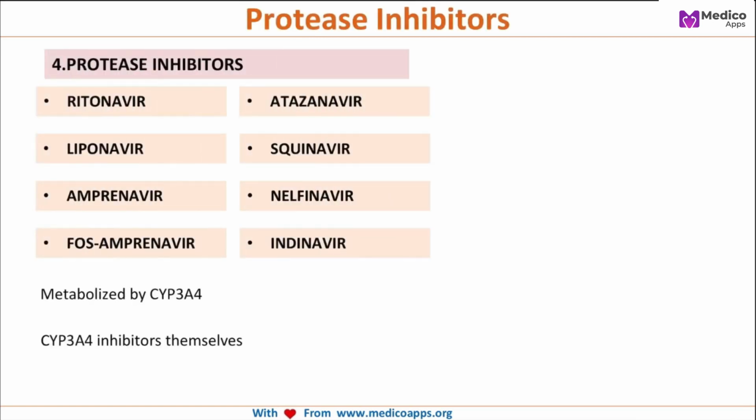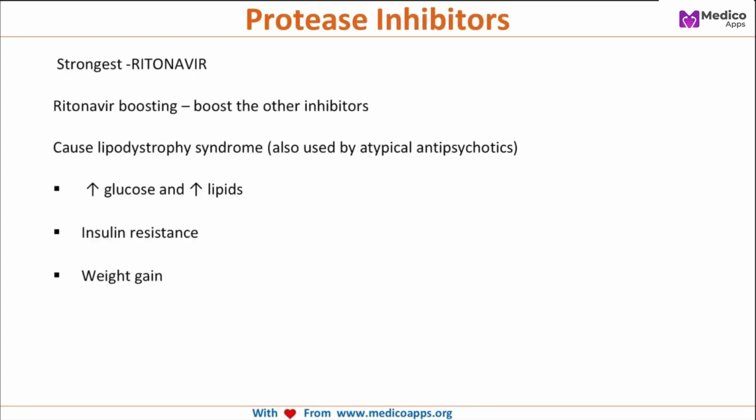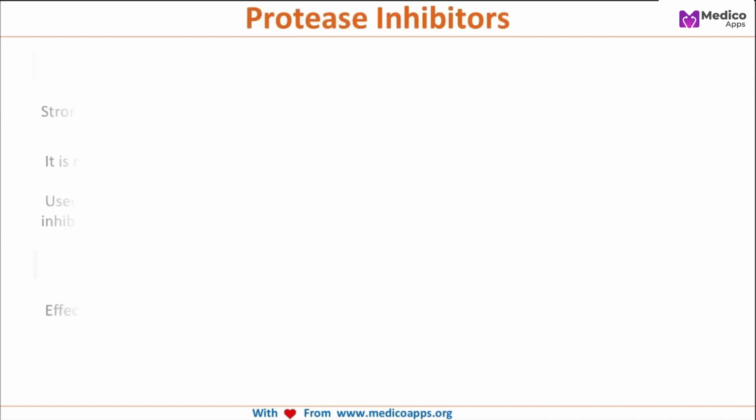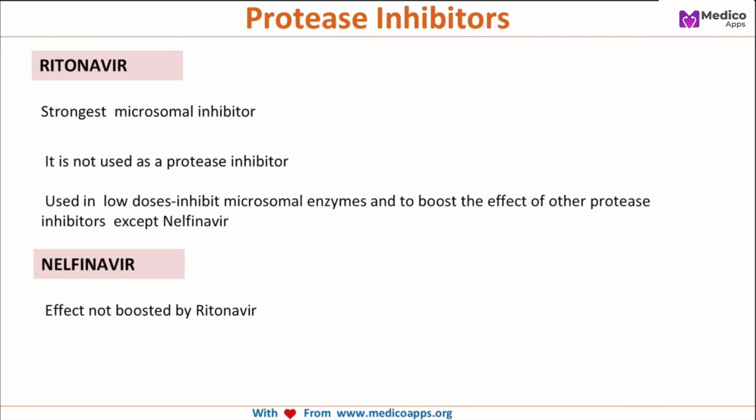Now, the fourth classification is the protease inhibitors. These include ritonavir, lopinavir, amprenavir, fosamprenavir, atazanavir, saquinavir, nelfinavir, and indinavir. These are mainly metabolized by CYP3A4 enzymes. Okay, the strongest protease inhibitor is ritonavir, and the ritonavir boosting effect is what we have to understand. That means when ritonavir is given, it boosts the other protease inhibitor drugs. It causes lipodystrophy syndrome. Okay, it increases glucose and lipids in the serum. It causes insulin resistance and also weight gain. And then ritonavir is the strongest microsomal inhibitor.